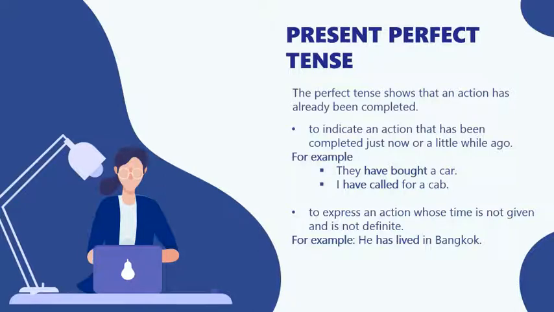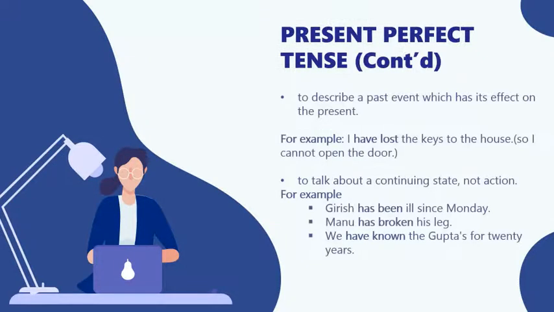The next point where we use present perfect tense is to express an action whose time is not given and is not definite. For example, he has lived in Bangkok. The next point, to describe a past event which has its effect on the present. For example, I have lost the keys to the house, so I cannot open the door.